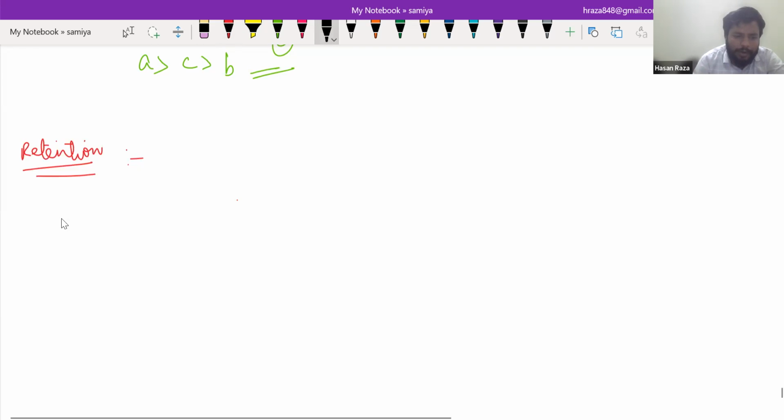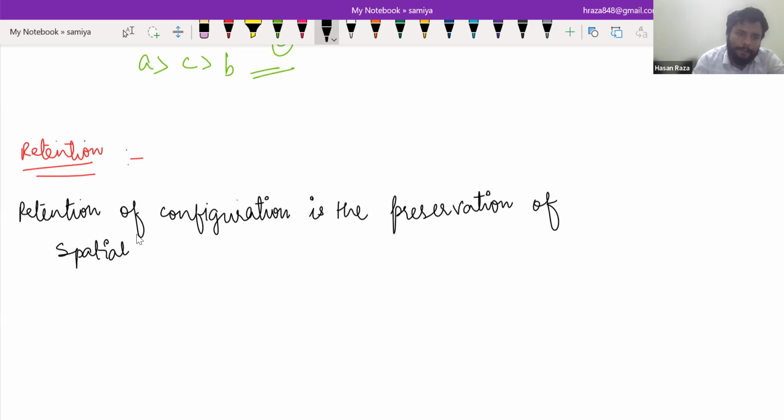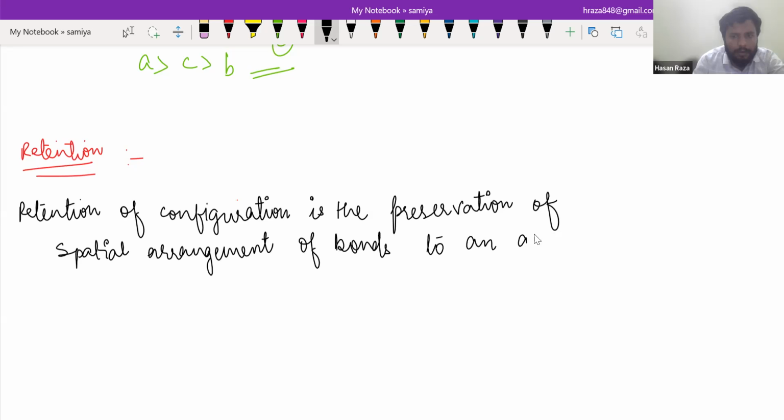So first of all, I'm going to write a point. Retention of configuration is the preservation of spatial arrangement of bonds to an asymmetric center during a chemical reaction.